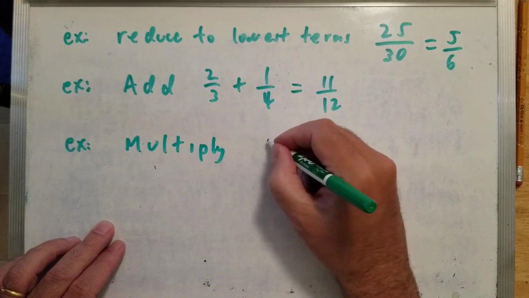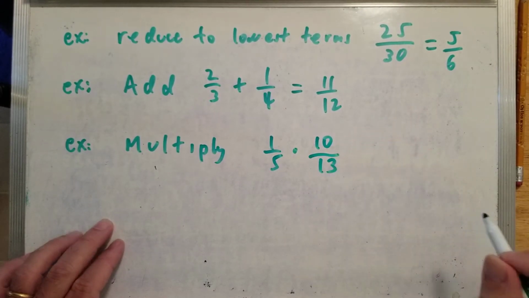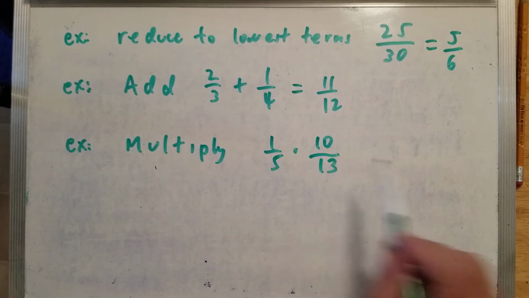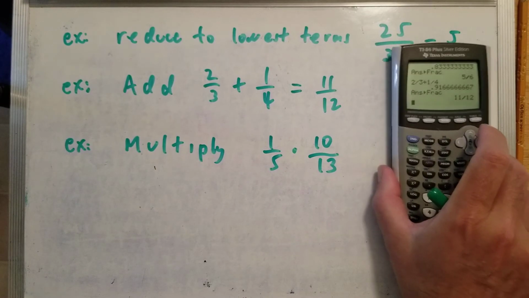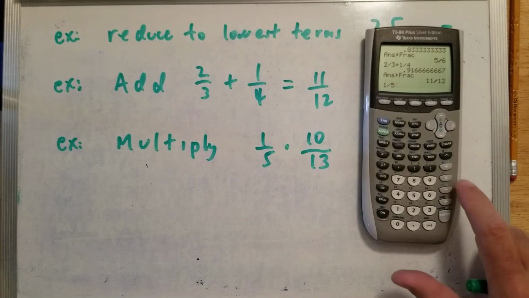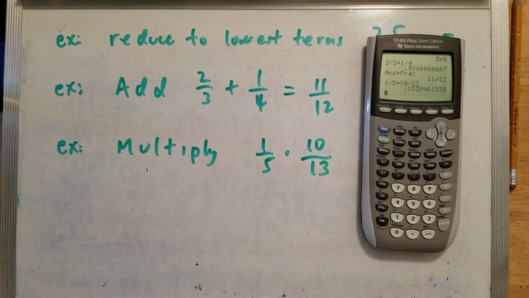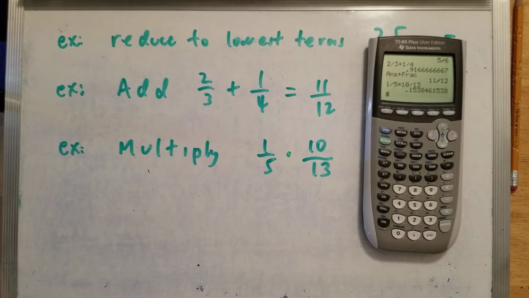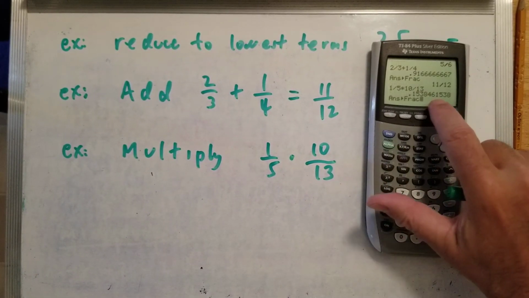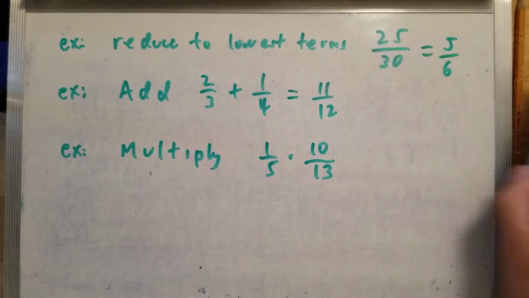Multiply 1/5 times 10/13. The usual old way would be, well, there's a common factor between 5 and 10 that we could cancel off, multiply the tops and multiply the bottoms. I'm going to let the calculator do the whole thing for me. So this time I'm going to enter 1/5 times 10/13. This will give me some decimal, and I can convert that decimal to its fractional equivalent by going math. The first thing there is to frac, and then this will change that number into its fractional equivalent when I hit enter again, 2/13.